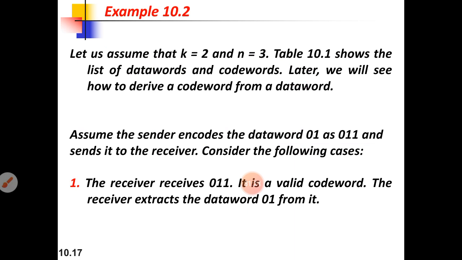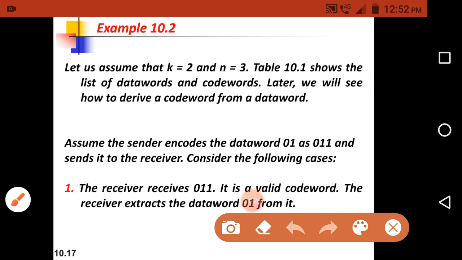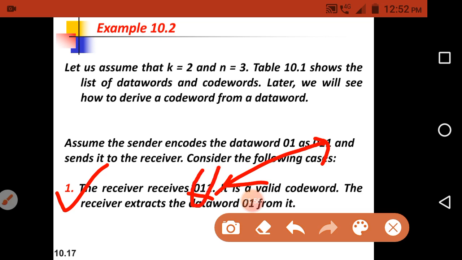So what cases are possible here? The first case is that the receiver receives 011. If the receiver receives 011, it is equal to whatever code word was sent by the sender. So that's why it is a valid code word. The receiver extracts the data word from that code word. So what is the data word here? The first 2 bits, 01, will be extracted from the code word.